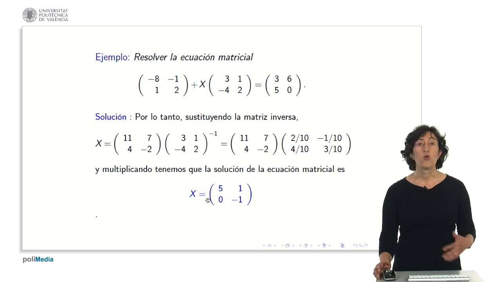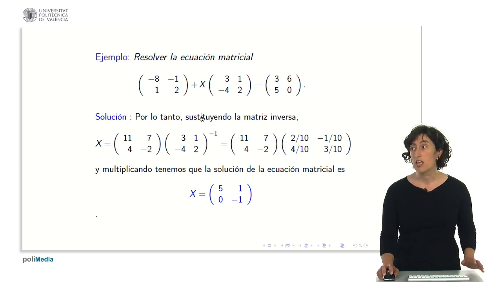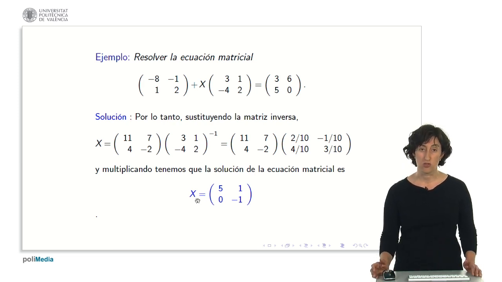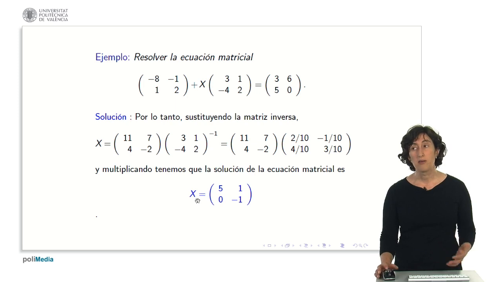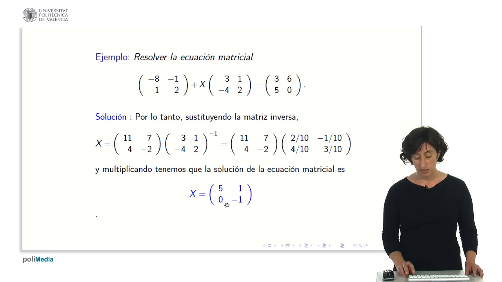Then we have solved the matrix equation. As you can see, the equation itself has given us that the matrix x is a 2 times 2 matrix. It gives us exactly the size of the matrix and also its elements. Let's look at the other example.